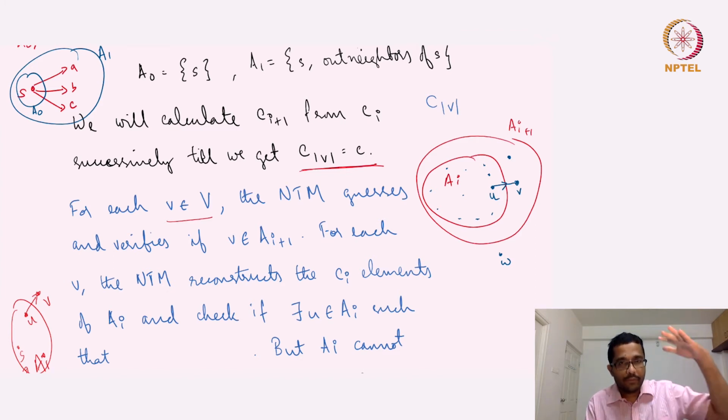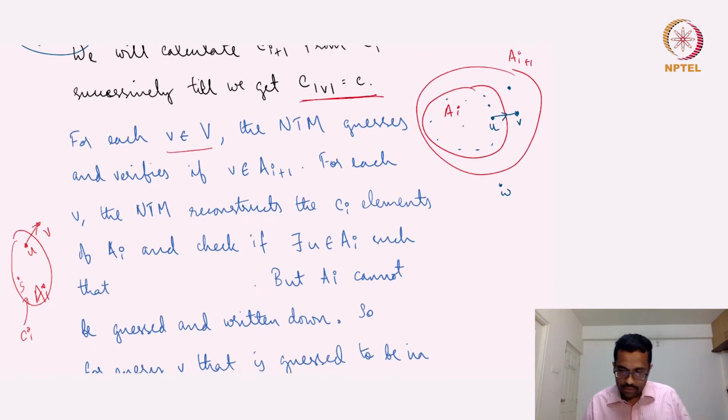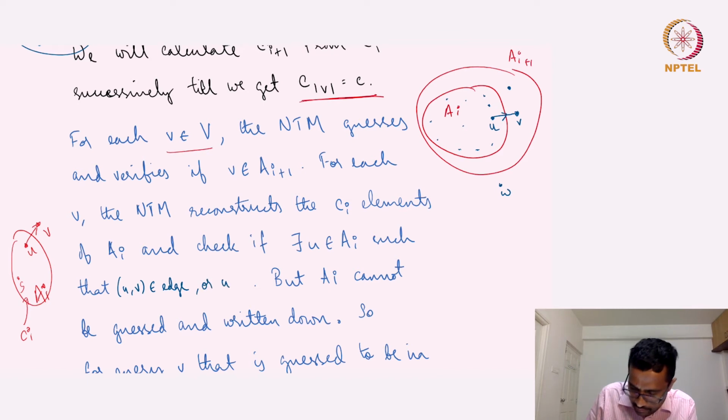This is how we will establish that a vertex is not in A_{i+1}. For that we will have to verify all the vertices in A_i, right? So for each vertex, we need to either verify that it is reachable, or verify that it is not reachable. How do we verify that it is not reachable? We need to actually reconstruct the entire set A_i and show that none of these vertices has an edge. So for each V, we have to check all the elements that are in A_i and check whether there is a predecessor in A_i such that either the predecessor had an edge to V or the predecessor was V itself, right? V could be in A_i also, right?